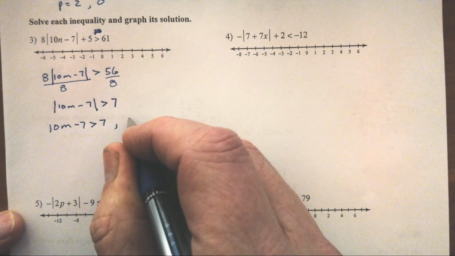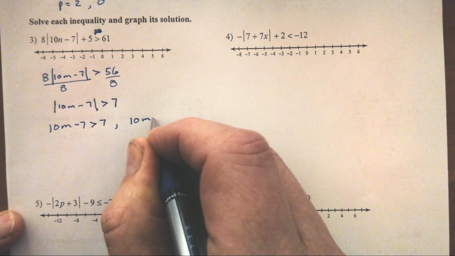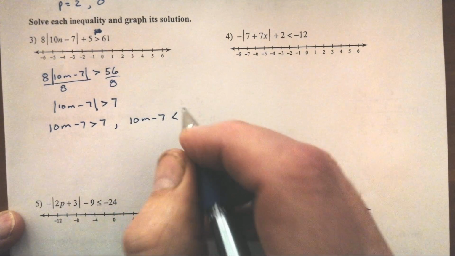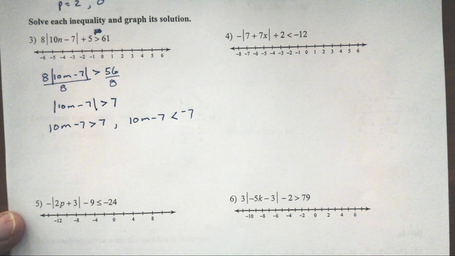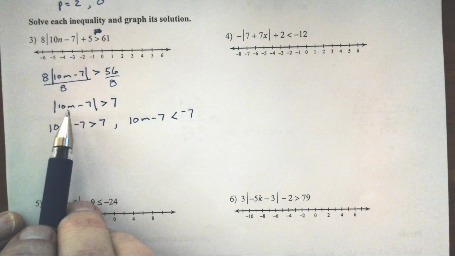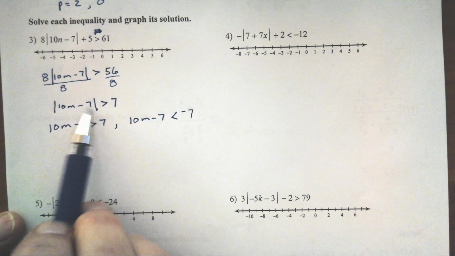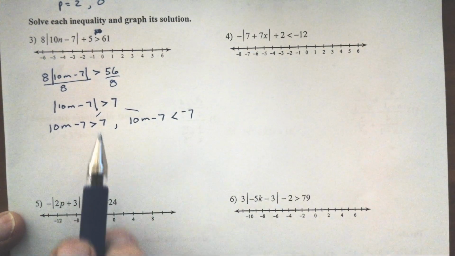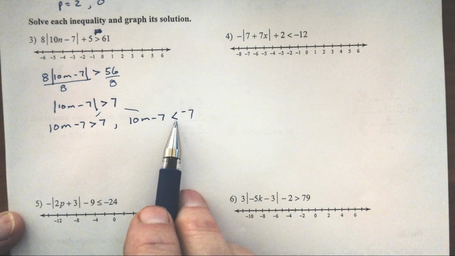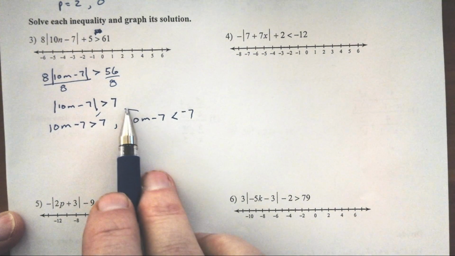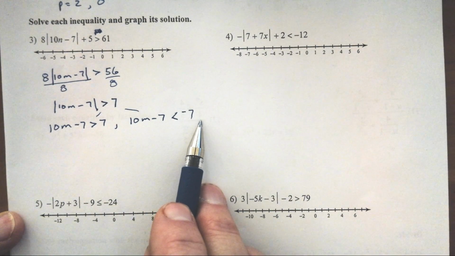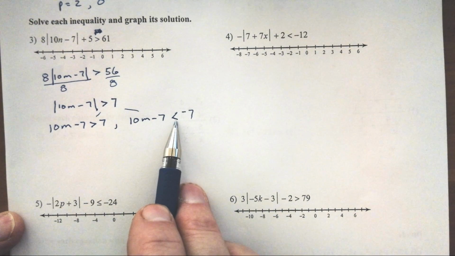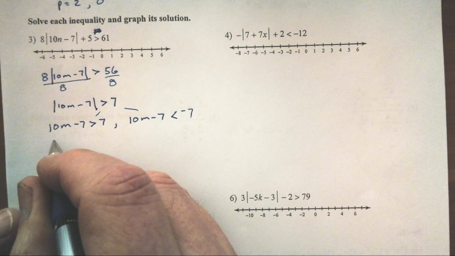So our second possibility is 10m minus 7 might be less than negative 7. So let's review steps. We isolate the absolute value, then we split into two inequalities, and this is sort of an opposite deal. When I change the right side of the inequality to negative, I change the sign. So let's wrap this one up and see what we get on our number line.